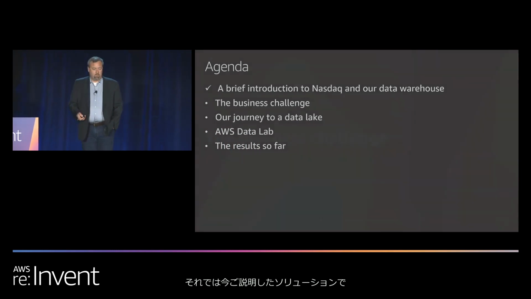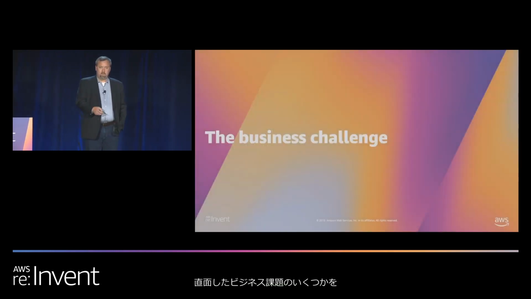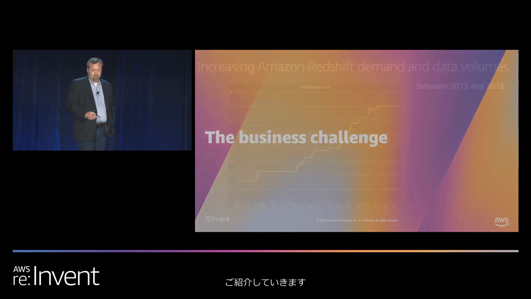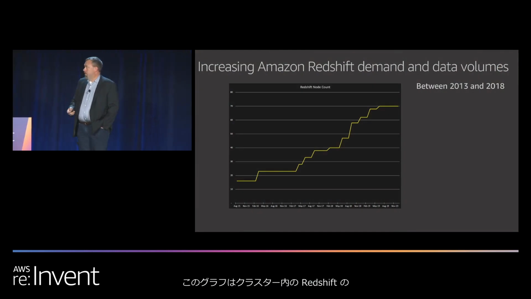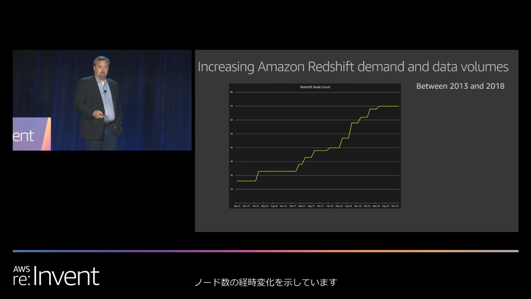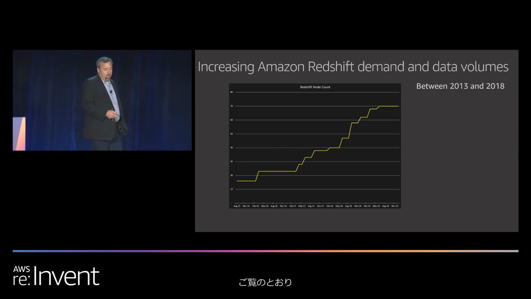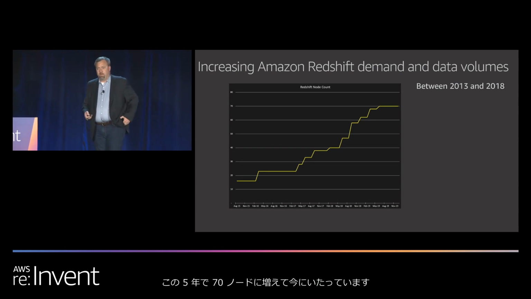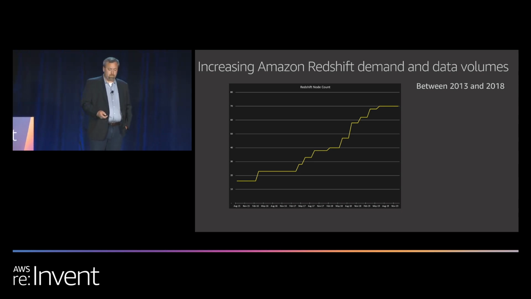So let's take a look at some of the business challenges that we've faced with the solution that I just described. This chart shows the number of Redshift nodes in our cluster over the course of time. As you can see, we started off with, I think it was 17 nodes, and over the course of the last 5 years, that has grown to 70 nodes, which is where it is today.